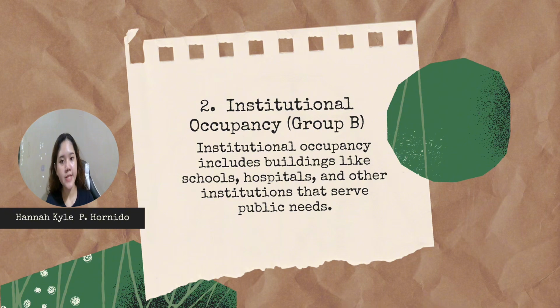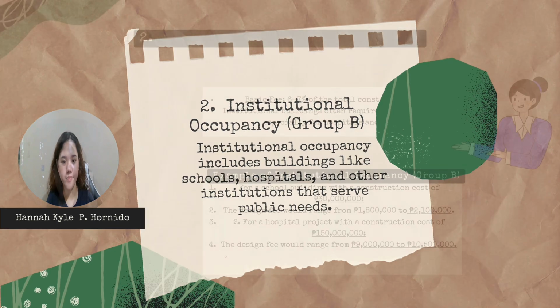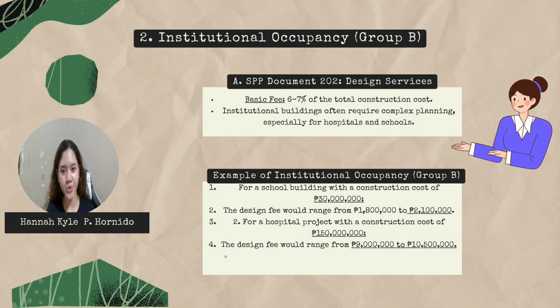Institutional occupancy group B. This type of occupancy involves facilities that serve public needs, and they often require complex planning due to their specific functions and requirements. So according to SPP Document 202, the basic fee for design services is typically 6 to 7% of the total construction cost.